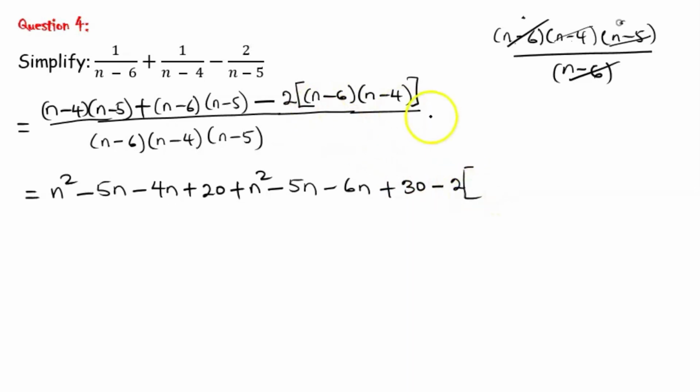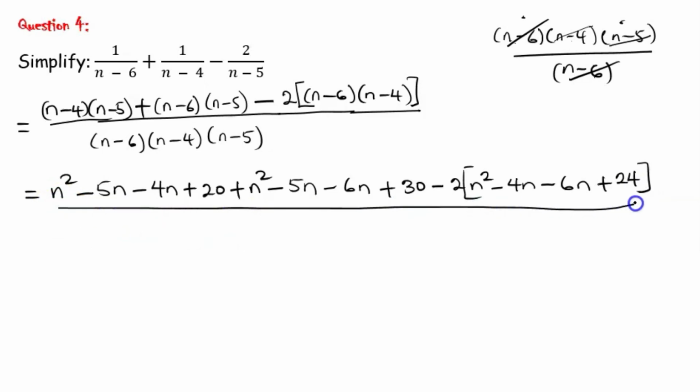Now inside this bracket we have again n times n is going to give us n square. N times minus 4, we have minus 4n. Then we have minus 6 times n is going to give us minus 6n. And minus 6 times minus 4 is going to give us plus 24. Alright. Everything here now is a very long one, divided by the 3 brackets. Alright, so what do we do? We simply collect like terms. We still have this particular area to deal with, so let's quickly finish with that side.